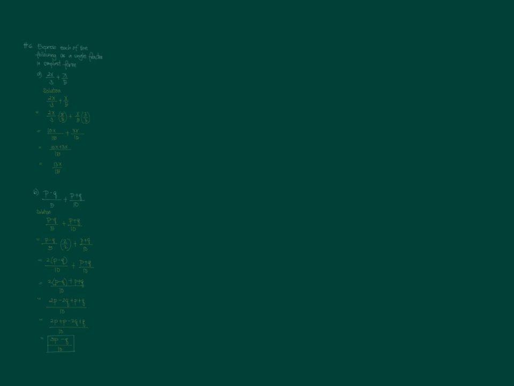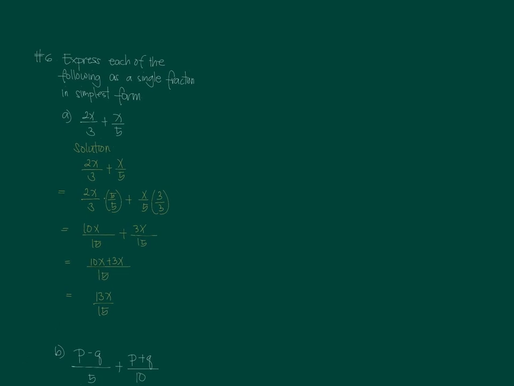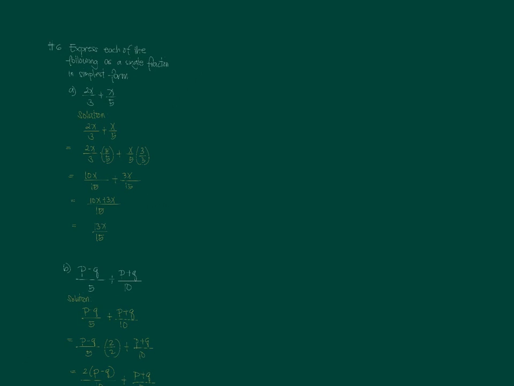Okay, so we are now in the fourth video for the Type 1 of the Assessment 2 on Topic 4. This is Basic Algebra and Algebraic Manipulations. Okay, so let's start with number 6. And basically we have two questions for number 6. All we have to do is to express the given fractions as a single fraction.